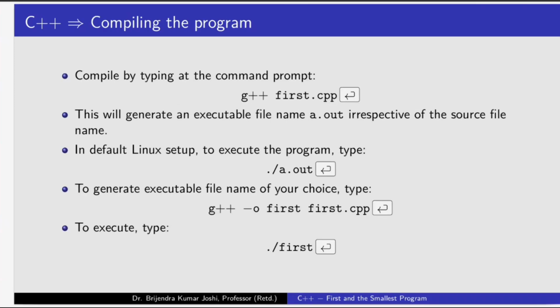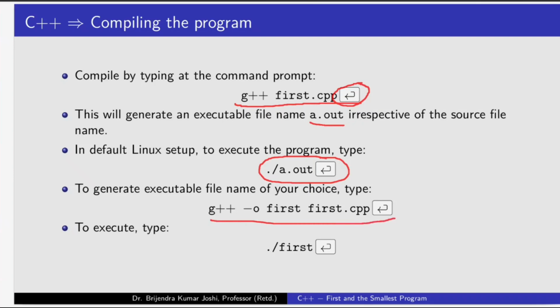Now for compiling, type at the command prompt g++, name of the file, and press the enter key. Sometimes return is written. That means one and the same thing. This will generate an executable file named a.out irrespective of the source file name. In the default Linux setup, to execute the program, one has to type ./a.out and hit enter.